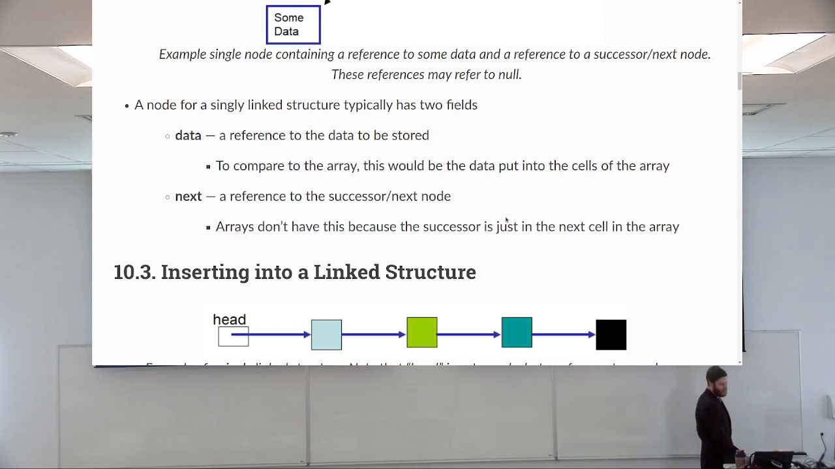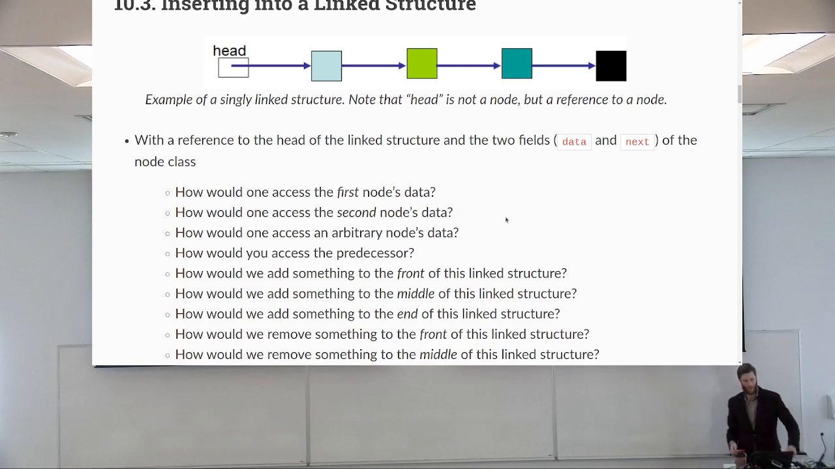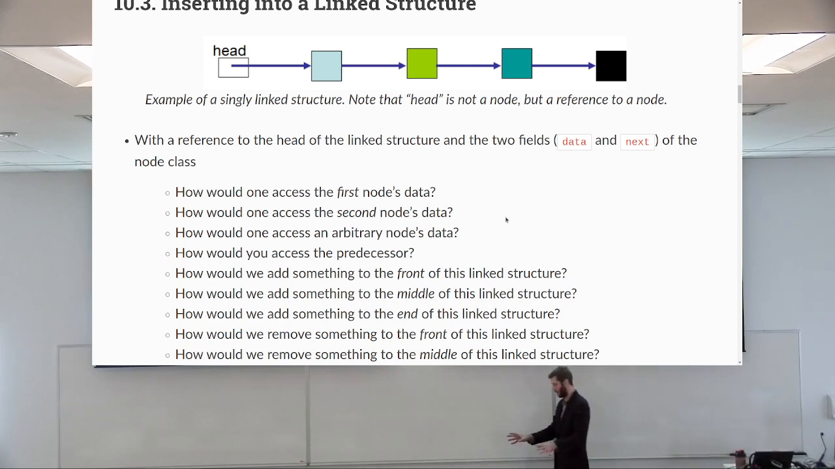So let's start inserting things into the link structure. With a reference to the head of a link structure and the two fields, data and next, here's a question: how would I access the first node's data? Here's how I would do it. I have head. Head is a reference variable, and it's got some data in it. So I could say, head, give me your data. And then it would work.